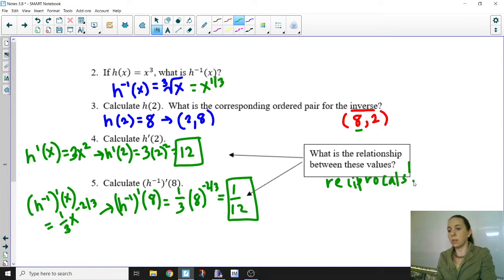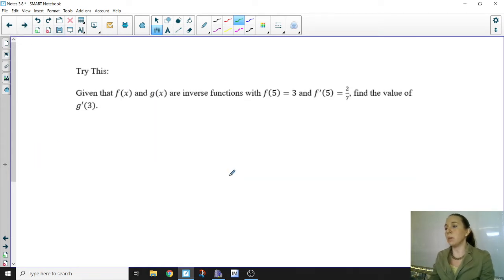Reciprocals. And that's actually something that happens with all of these inverse functions' derivative values. So moving on to the next page, there is a little try this that looks tricky. Given that f of x and g of x are inverse functions, with f of 5 equal to 3 and f prime of 5 equal to 2/7, you are asked to find the value of g prime of 3.